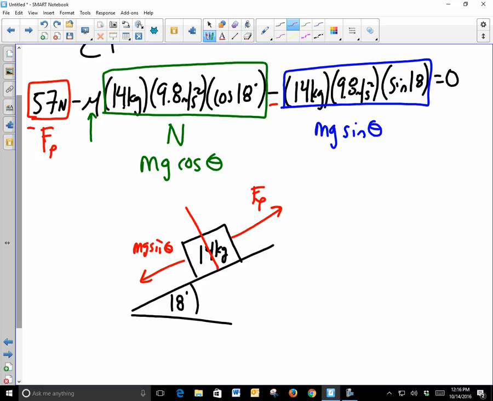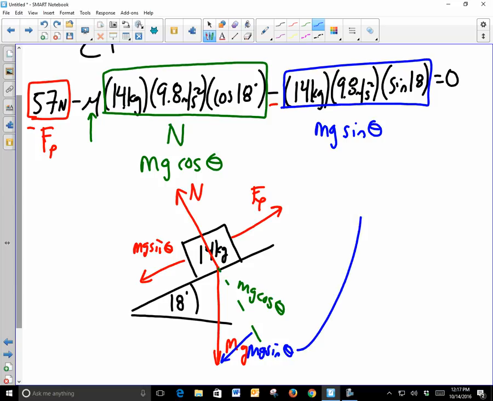Normal force is in this direction, mg straight down. So we have this piece, mg cos theta, and we have this piece, mg sine of theta. There's mg cosine of theta. There's the push.